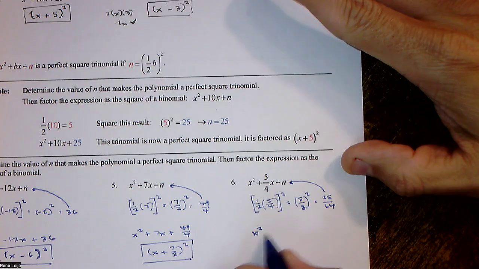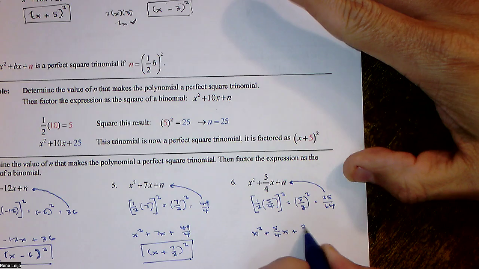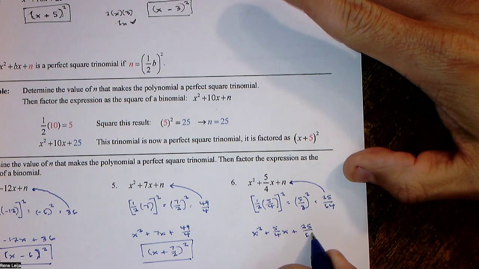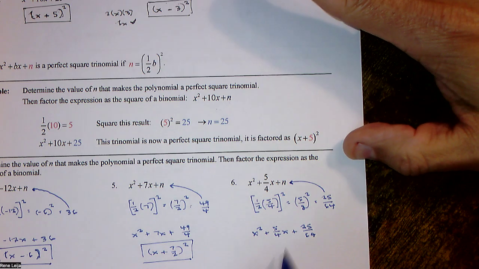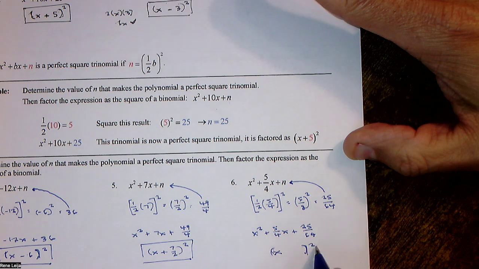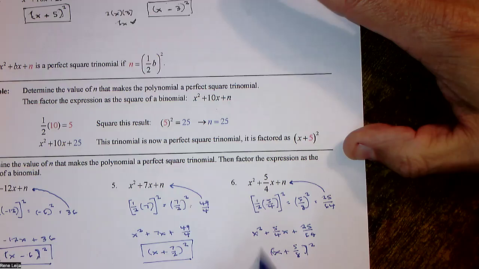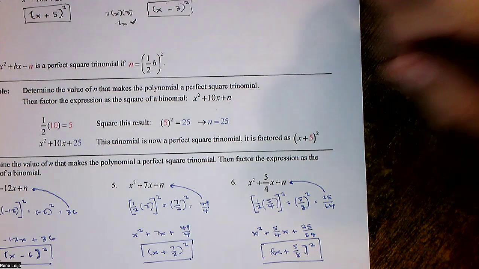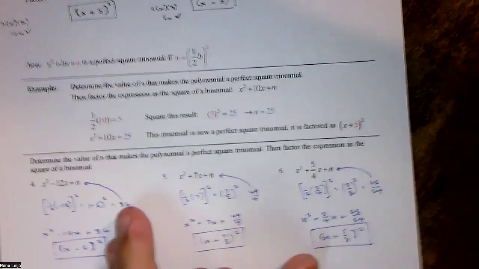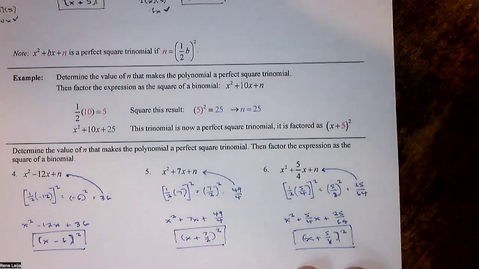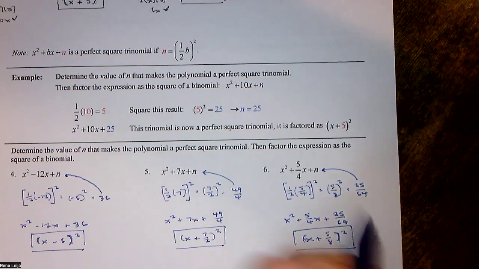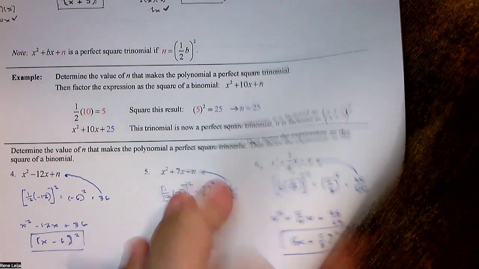Now, this one looks really bad, right? But we're not going to freak out because we made this happen. Okay, so this is going to factor. X goes up front. And then what did you square to get the 25 over 64? Well, we squared this positive 5/8. Okay. And that's how you complete the square. Okay. We found the value that completed the square. We made this into a perfect square trinomial.